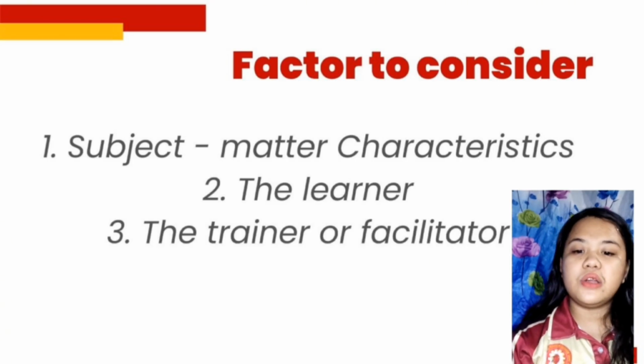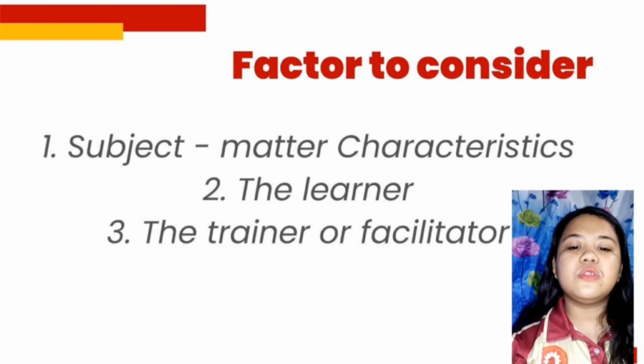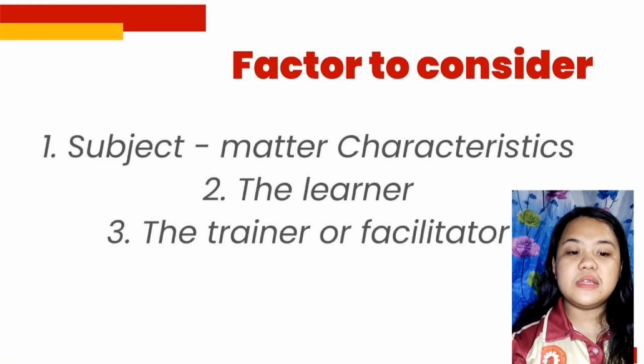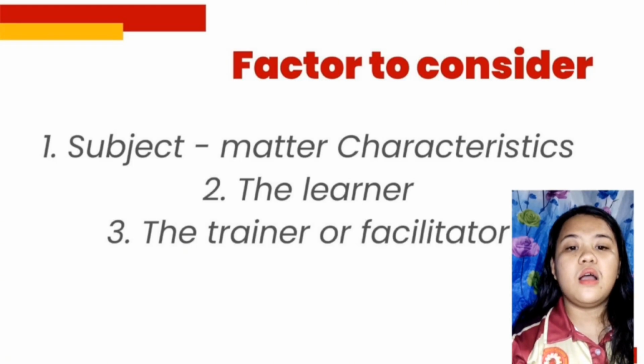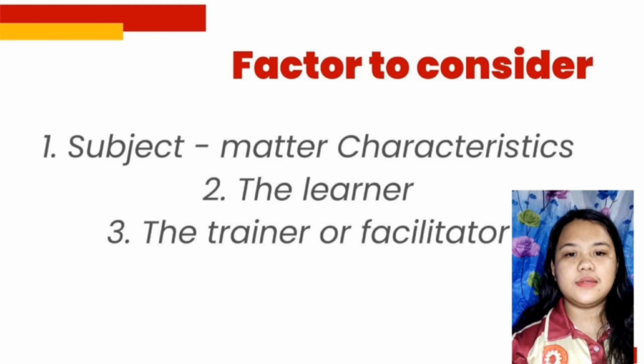Second, the learner, or the student or the employee: age, background, ability, and interest in the topic or the lesson. For example, we don't teach kids the same way we teach adults, which means that we don't have to keep repeating the topic to them because we understand it.